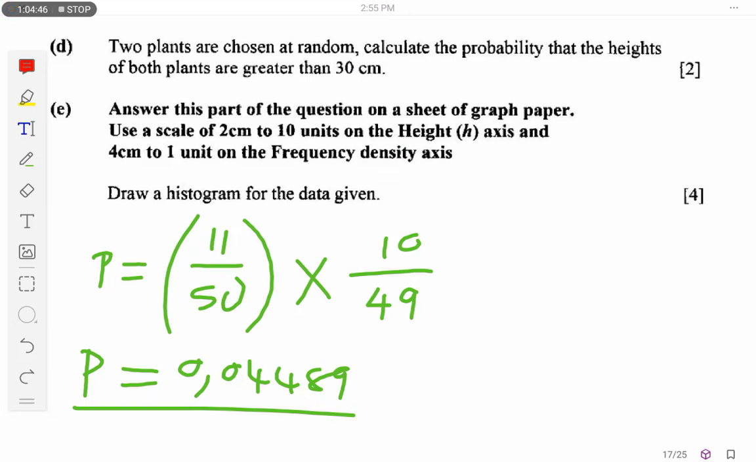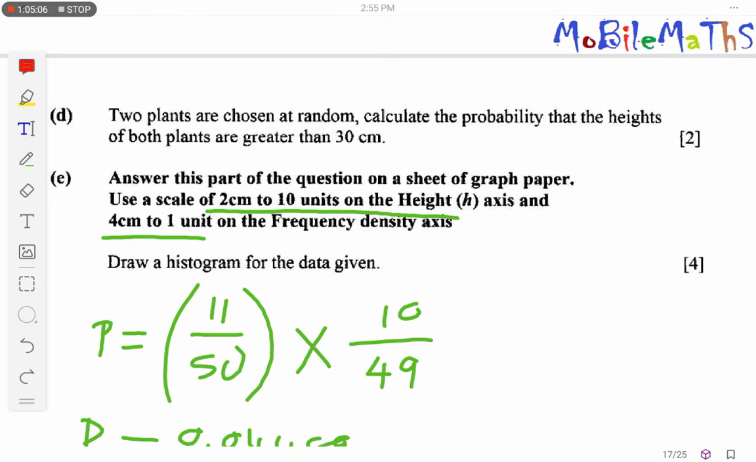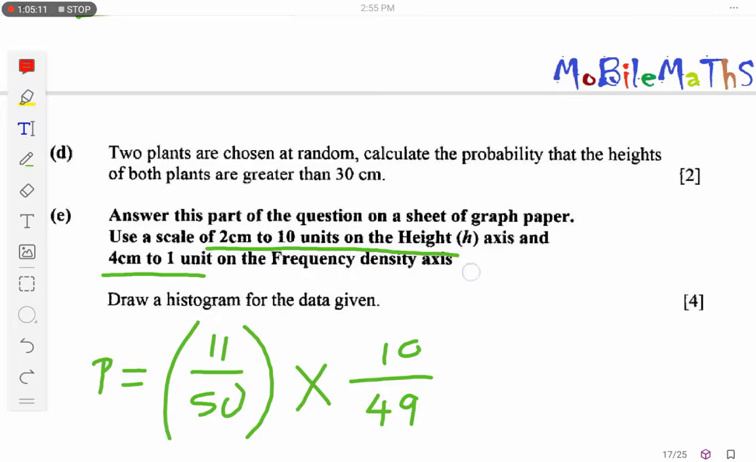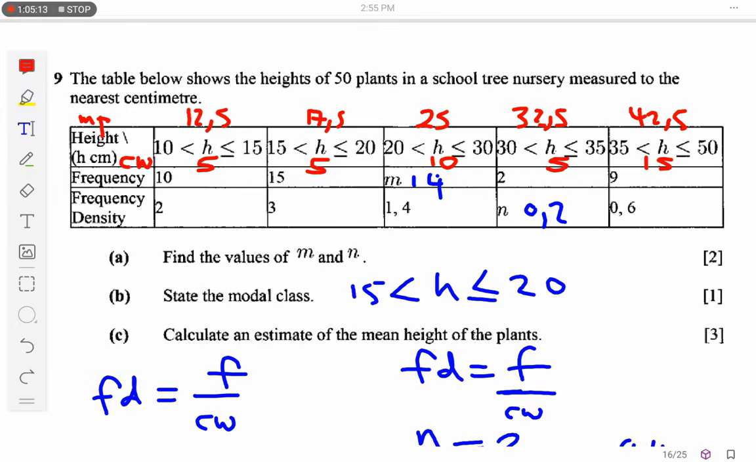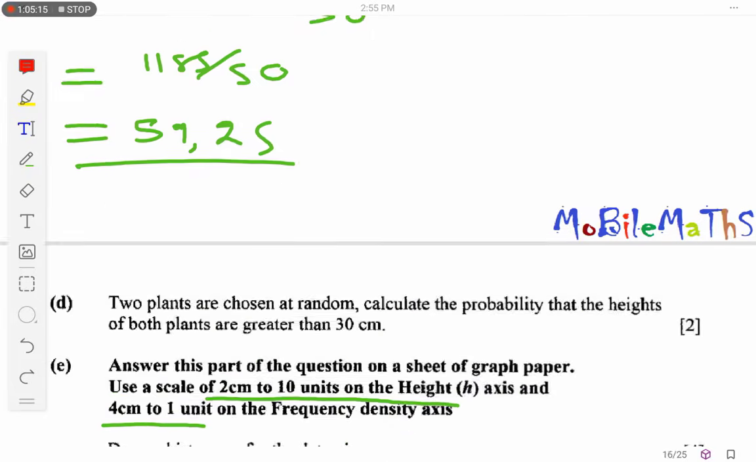Then the last part of the question is asking us to draw a histogram using the data that we were given. And we must take note of this: 2 centimeters to 10 units for the height, and 4 centimeters to 1 unit for our frequency density. Okay, so let's do that. We are moving from 10 to 50. Okay, fine. So let's draw that one.